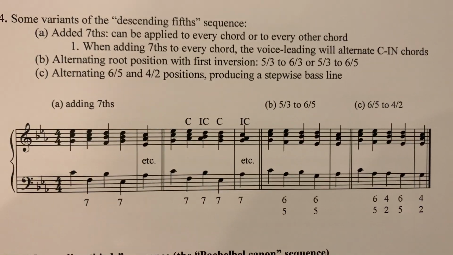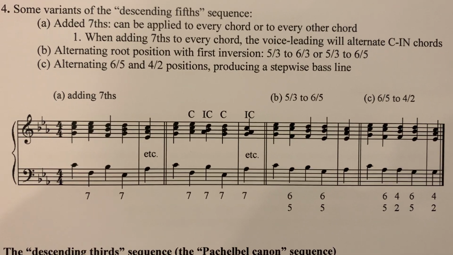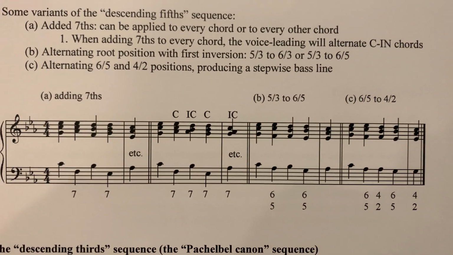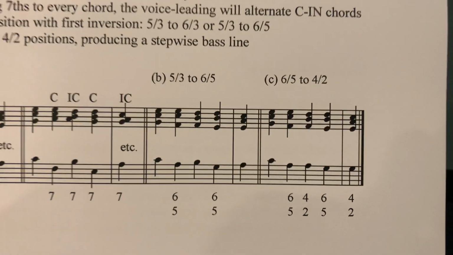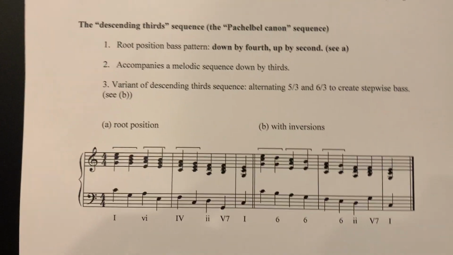But again, all these variants, if you were doing a chord analysis of the roots, you would still see the falling 5th roots. It's just the bass might be different if you invert the chords. All right, so that's the descending 5th. Let's go on to our next type.